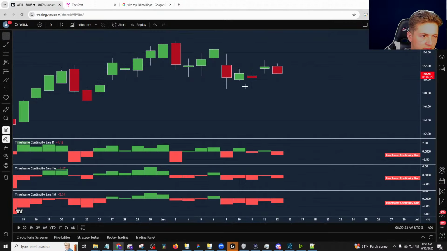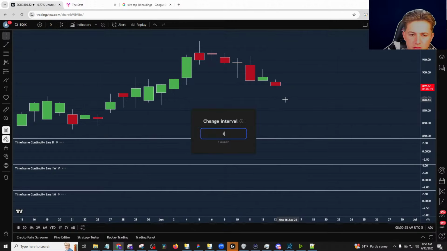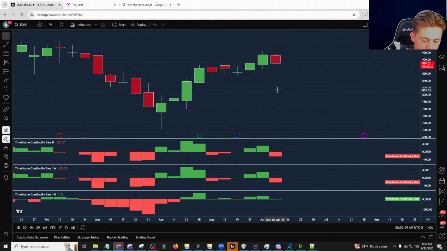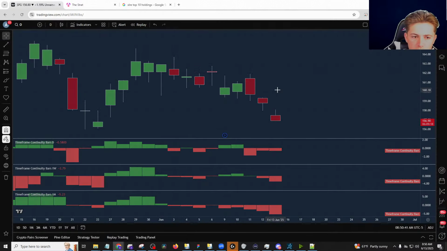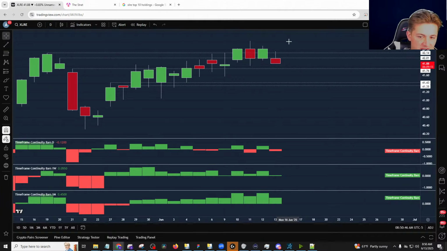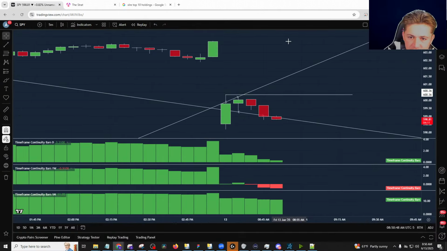PLD, well, let's see. So PLD is not showing up there for some reason. Well, Equix, SPG, oh. Yeah, you can just trade the ETF directly if you're going to play that inside down.